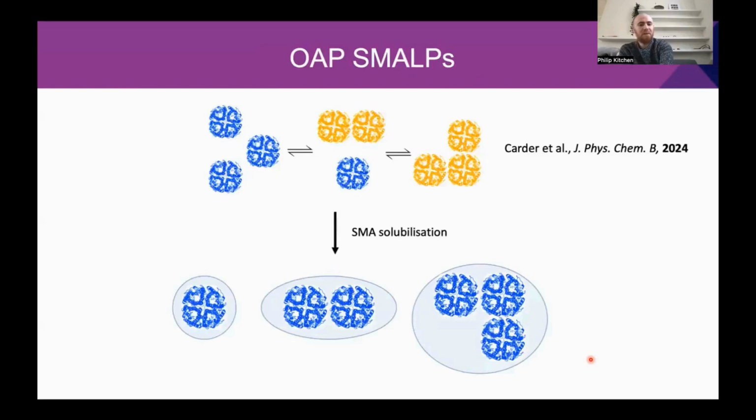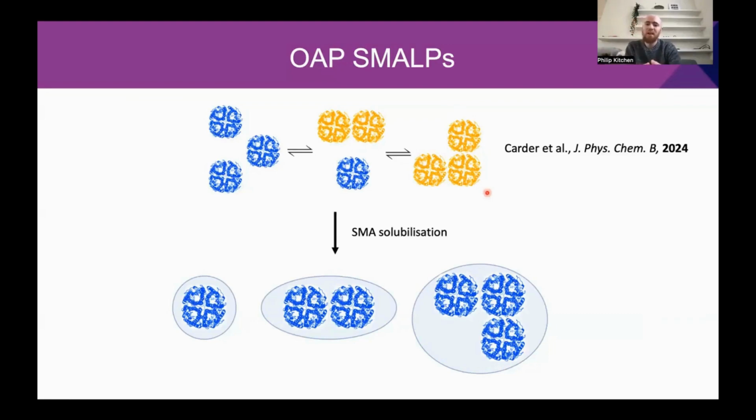Okay. And we were inspired by a recent study that used single molecule TIRF microscopy to try to characterize the kinetics and thermodynamics of this assembly process. And these guys developed this model for the initial stages of OAP assembly, where you have an equilibrium between monomeric tetramers, dimers of tetramers, and trimers of tetramers.